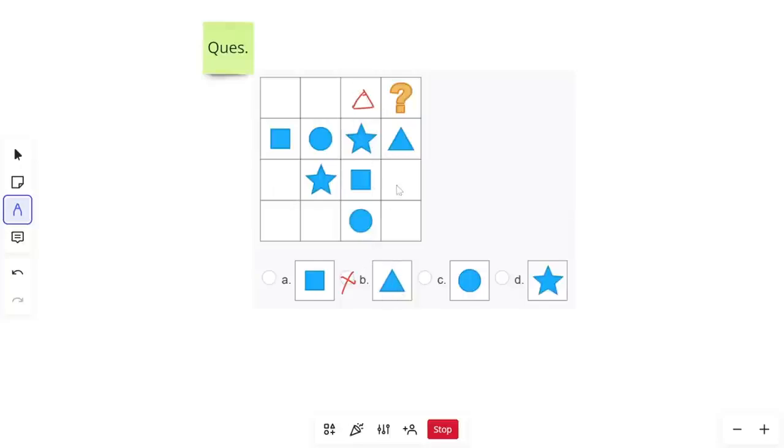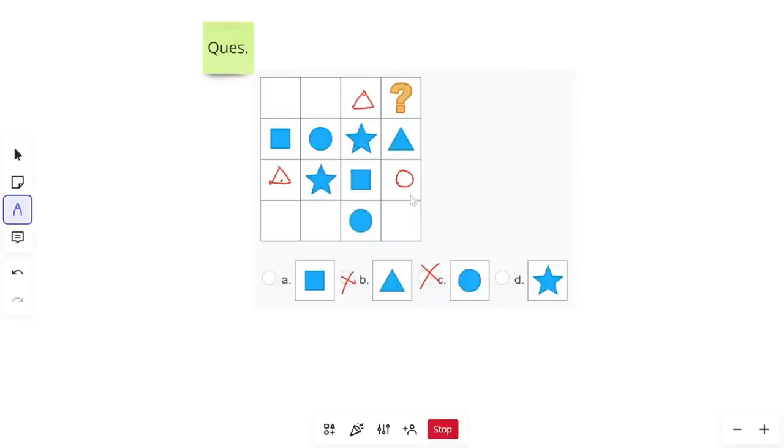Now let's try to fill these two empty boxes. What can come here? See, star is already there and square is there. So what is left is circle and one more triangle. Triangle cannot come here because triangle is already in this column. So triangle will go here and circle will go here. Now we can even eliminate circle from our options because circle is coming in the same column, right?